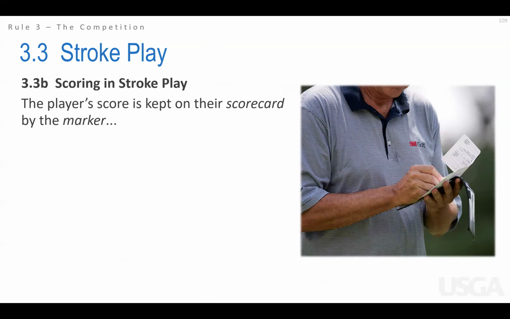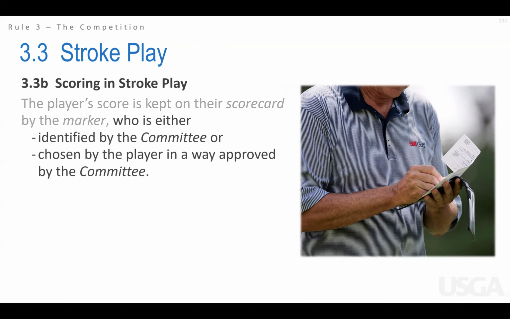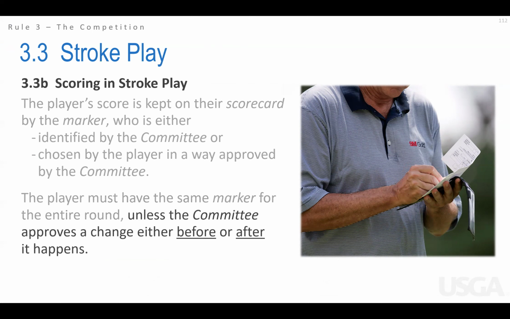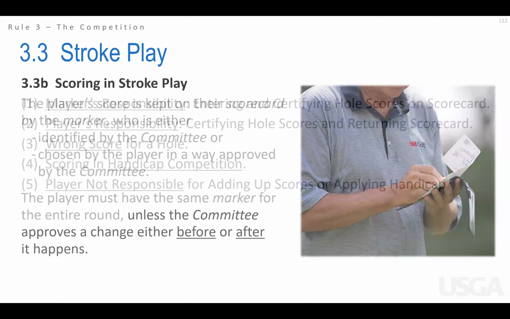We know the scorecard scores are kept on the scorecard by the marker. Typically, we're going to have the same marker for the entire round, but in extenuating circumstances, where that marker withdraws, is disqualified, whatever that might be, or play is suspended and you come back the next day and you don't have your marker, it's possible the committee might approve that change either before or after it happens. But typically we're going to have the same marker for the entire round.